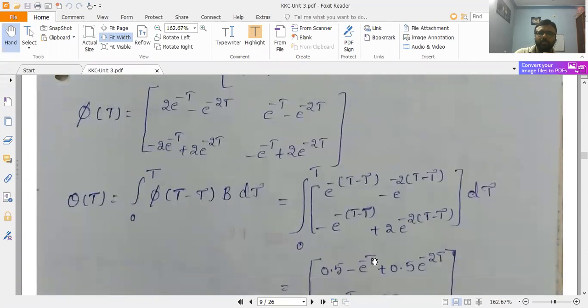So phi of (T minus tau) into B, we are going to integrate from 0 to T. After multiplication we are going to get this particular matrix.